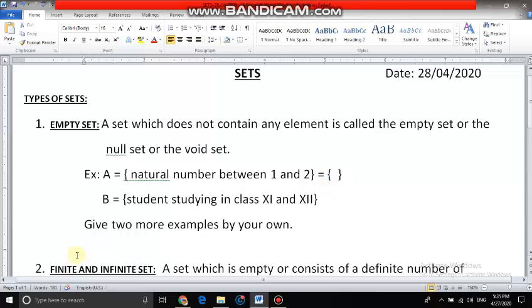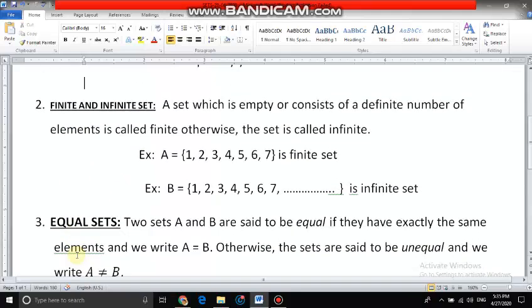Okay, so next we will go to finite and infinite sets. We will talk about finite and infinite sets based on the number of elements in a set. How do you find the number of elements? Let me give the definition first. A set which is empty or consists of a definite number of elements is called finite. If it is not a finite set, then it has to be an infinite set.